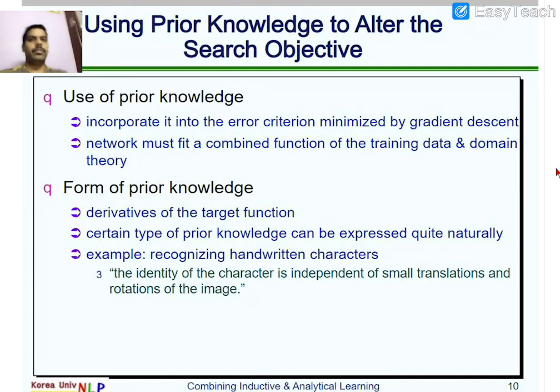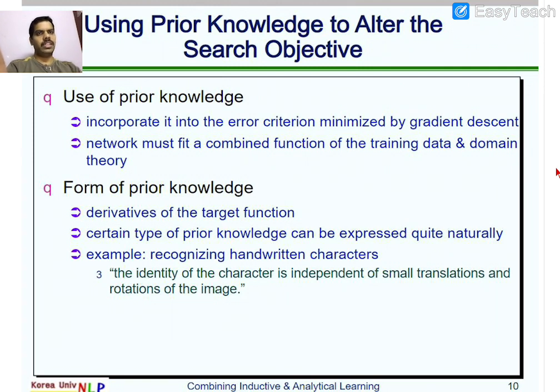So now, continuing the previous topic, analytical learning, here we are going to learn how inductive learning and analytical learning are combined together. Using the background knowledge, domain theory, or prior knowledge, how can we alter the objectives? That is what we are going to discuss. And here we incorporate it into the error criteria minimized by gradient descent.